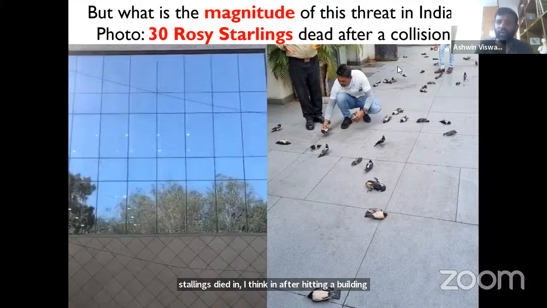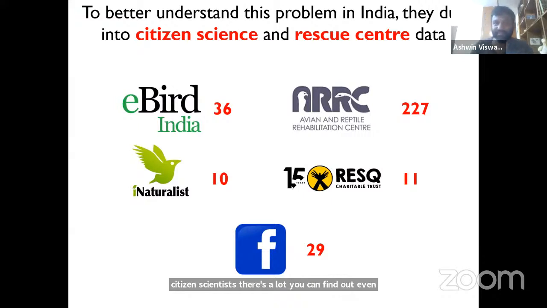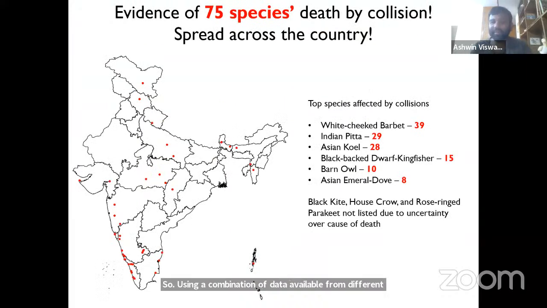But we didn't know what the impact of this problem was. But now, thanks to citizen science data and thanks to rescue centers that are also serving as repositories of public knowledge, when rescue centers team up with citizen scientists, there's a lot you can find out even about very difficult problems like this. So, using a combination of data available from different sources, some people have found some preliminary findings of how many birds are dying from collisions and which species are most impacted.